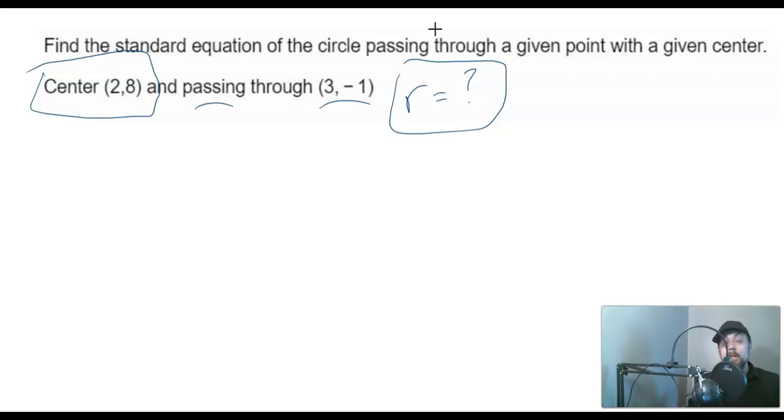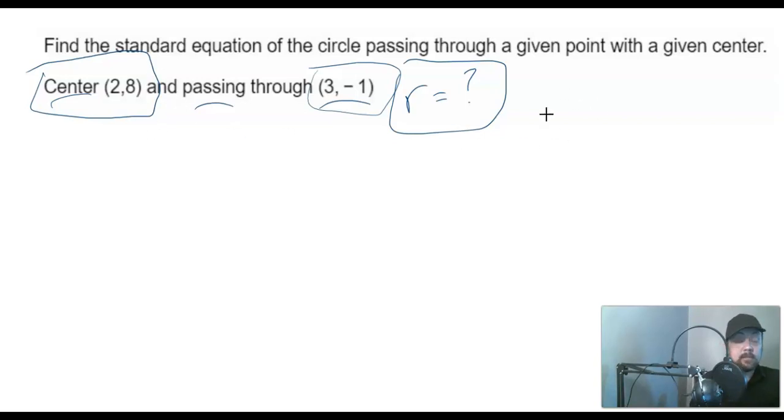Now, there's a couple ways you can approach it. I'm going to tell you a method that I think is easier for finding the radius, but there is another, maybe more obvious way you could go, but I think it's more work. The obvious way is to remember that the radius is the distance between the center and a point on the circle, which is what you're given here, right? So this is a point on the circle, that's the center. The radius is just the distance between those 2 points.